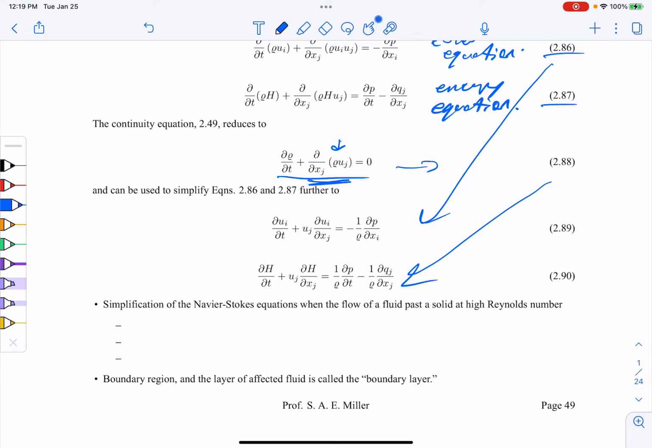Now we want to try and simplify these equations, 2.89, 2.90, and 2.88, to when a flow is moving past a solid body at high Reynolds number.